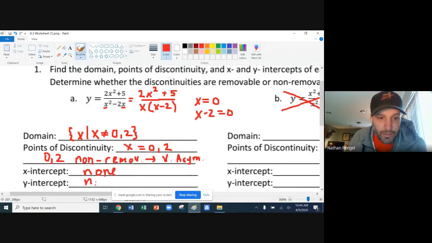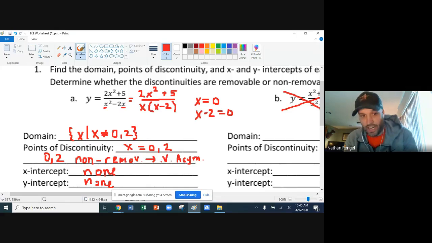So kind of lame here, but your x-intercept is going to be none, and your y-intercept is going to be none. So all those curves on your graph are never going to touch the x-axis. They're never going to touch the y-axis. So that would be problem 1 in its entirety. So we started actually finding the points of discontinuity. That tells us what our domain is, and then we can graph out to find those x and y intercepts.